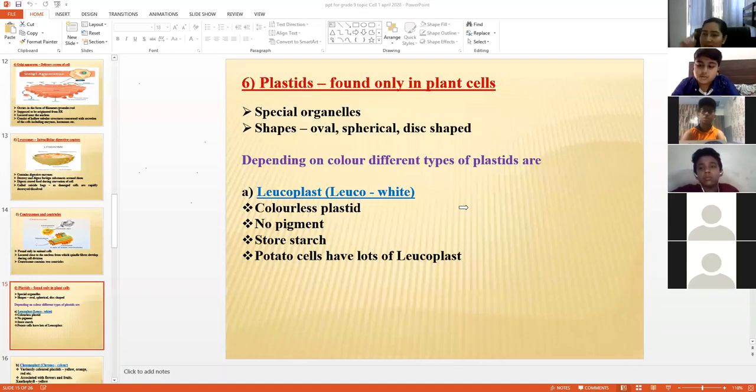No. A cell will have only one nucleus. Only one nucleus, one cell. Like how you have only one brain. Do you have two or three brains? No, right? We have only one brain, so a cell will have only one nucleus, and one endoplasmic reticulum.